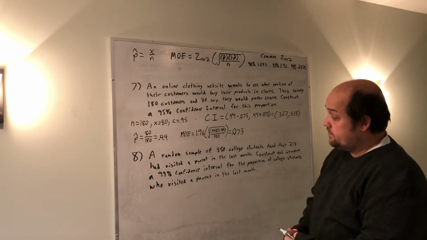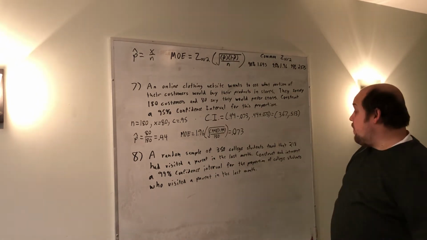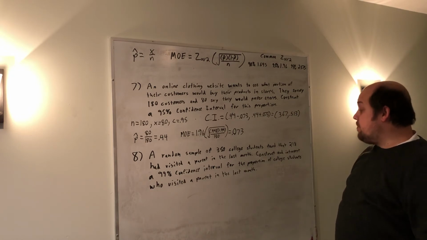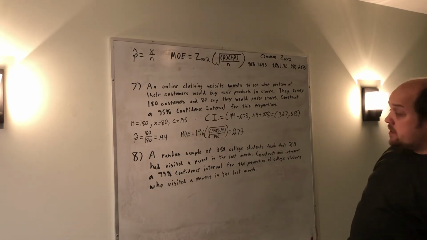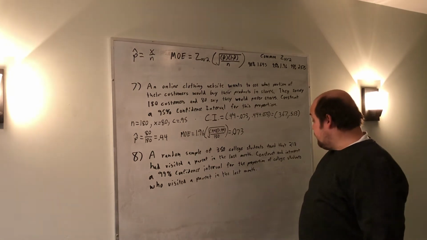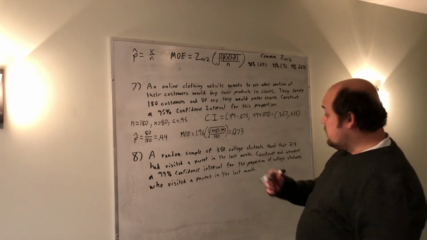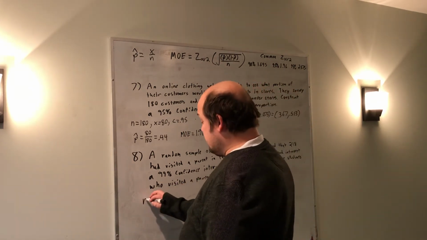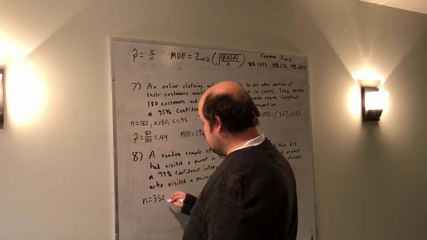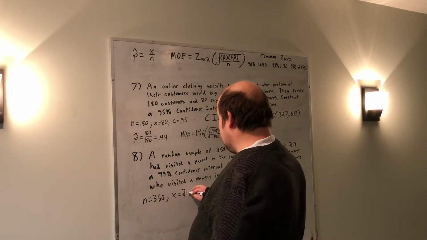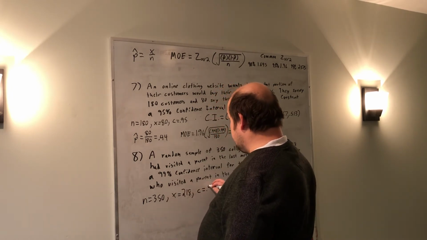In number 8, it tells me a random sample of 350 college students found that 218 of them had visited a parent in the last month. Construct and interpret a 99% confidence interval for the proportion of college students who visited a parent in the last month. So I'm going to pull out how many were involved in the study, which was 350 students, how many did visit a parent, which was 218, and the confidence level, which is 0.99.